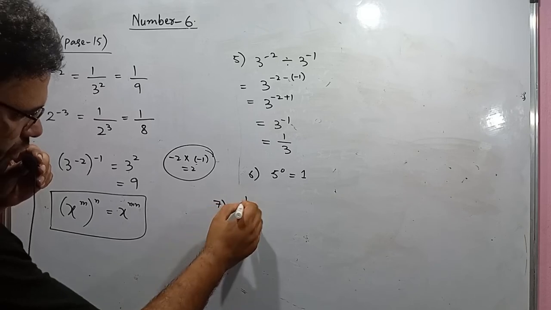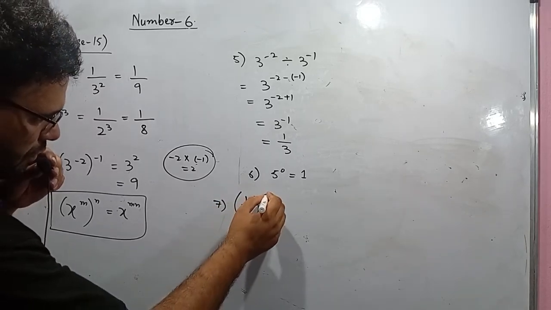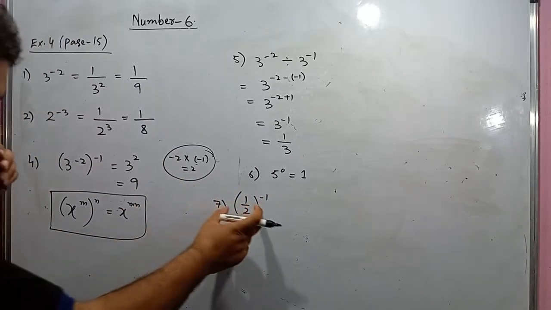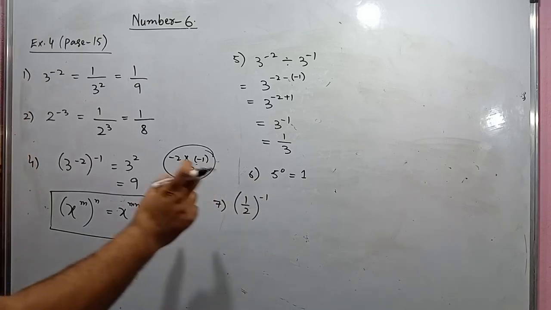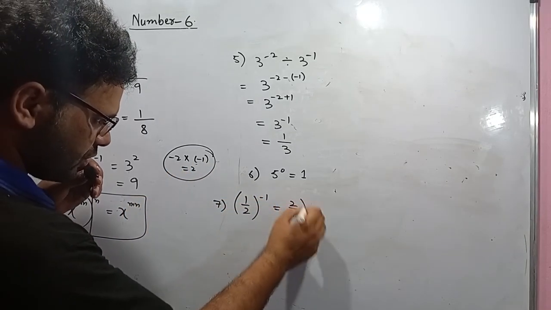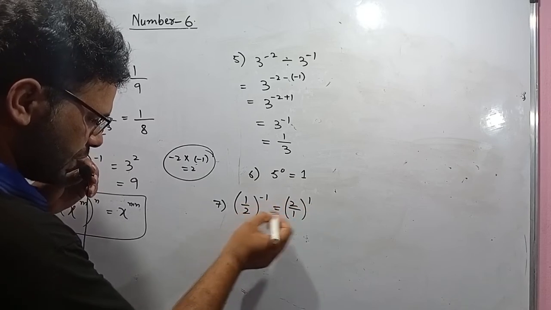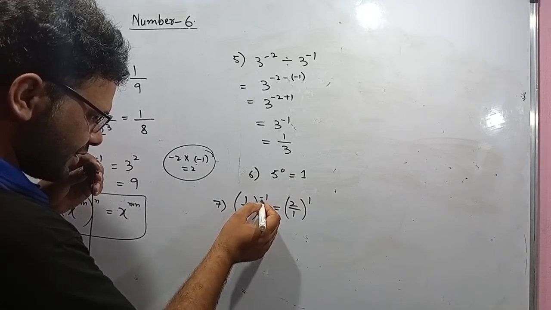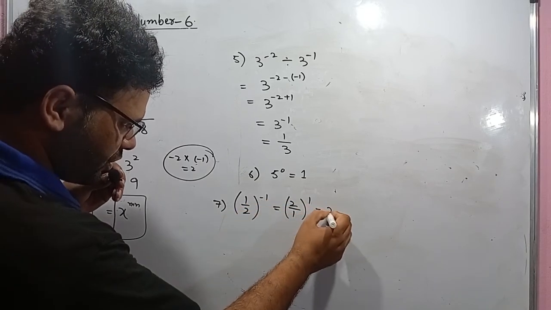You can see the seventh one, it's 1 by 2 whole power minus 1. Here what we will do, we will try to remove this negative power. To remove, we have to write its reciprocal, that's 2 by 1 to the power 1. So by doing the reciprocal of this, the negative power will become positive, that's only the 2.